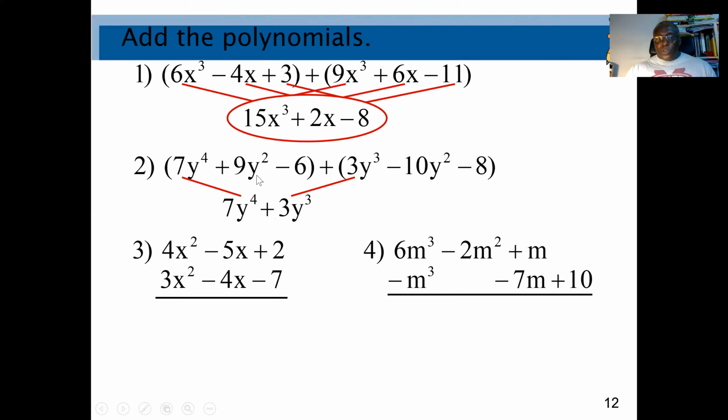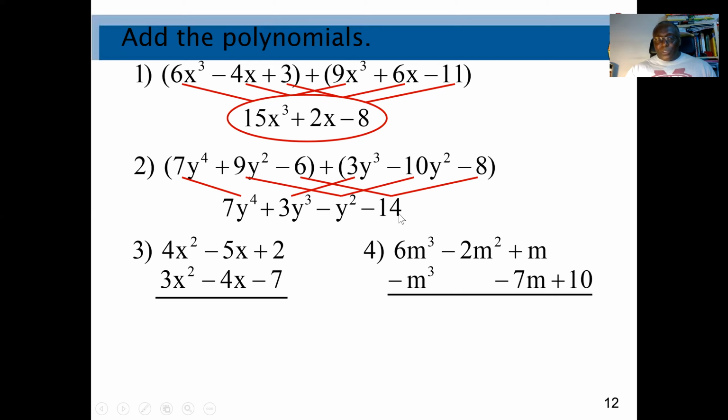And we come to the y squared. Okay, we have 2y squared now. So plus 9 minus 10 will give me minus 1y squared, which we normally write as minus y squared. And we have two constant values, minus 6 and minus 8. Since both numbers have the same sign, we add the values and keep the sign. So we get minus 14.